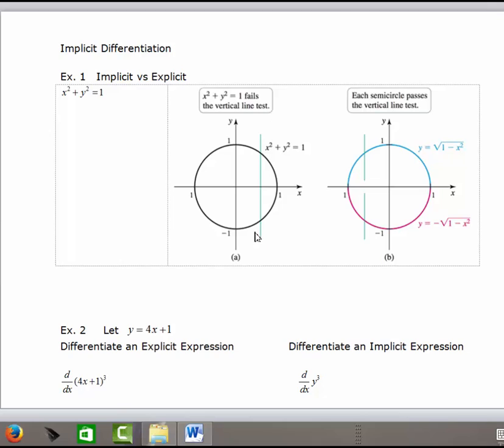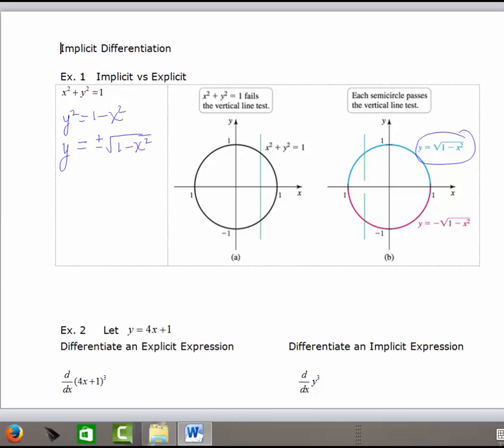And a circle is not a function because it doesn't pass the vertical line test. But you can write a circle as two separate functions by solving for y. So if we solve this function for y, we'd get y squared equals 1 minus x squared. By taking the square root of each side, I get y equals plus or minus the square root of 1 minus x squared. And so we would have two separate functions.